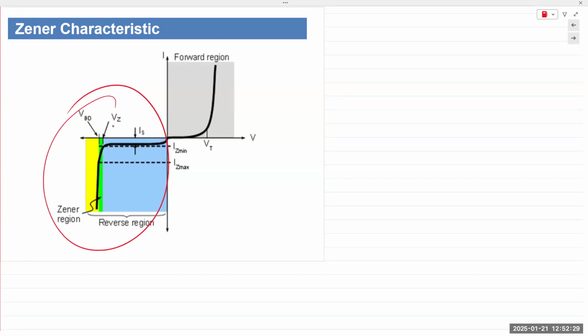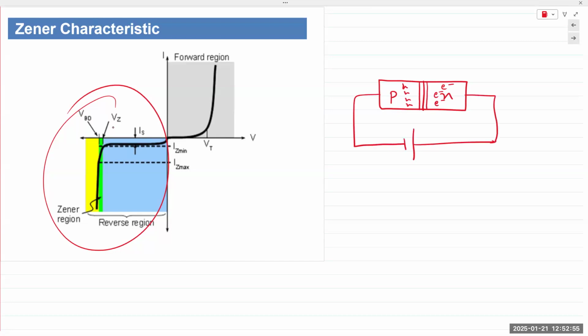So without going too much into the physics, you have a PN junction. So it's P and N. And if there's heavy doping, that means there is a heavy concentration of holes on this side, heavy concentration of electrons on this side, right? And then you have the PN junction right here. So if you reverse bias this kind of diode, what happens? Electrons and holes are attracted towards the voltage supply. So the depletion region keeps on increasing.